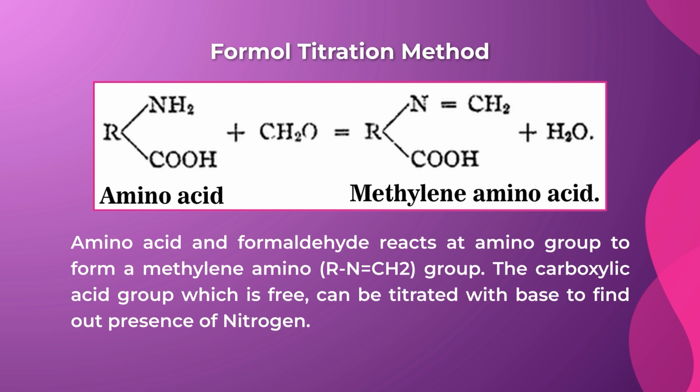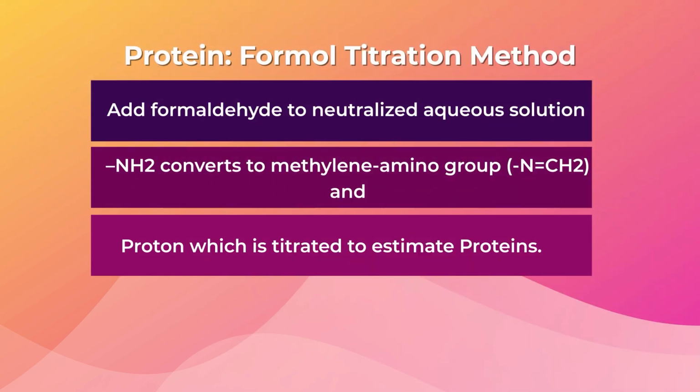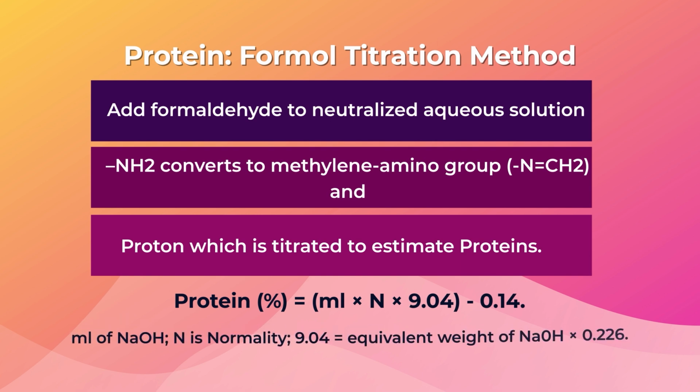So when we titrate with the base, the amino group converts to methylene amino, as we have already said. The carboxylic acid remains unreacted and is titrated with base. We find out the titer value of sodium hydroxide used. The formula is very simple. Protein percent is equal to how much sodium hydroxide is consumed, that is, how many milliliters of sodium hydroxide are consumed when we are titrating, multiplied by the normality of sodium hydroxide, multiplied by 9.04. This minus the 0.14 factor, you will get nitrogen percent.